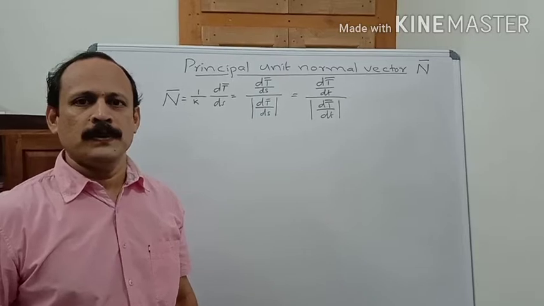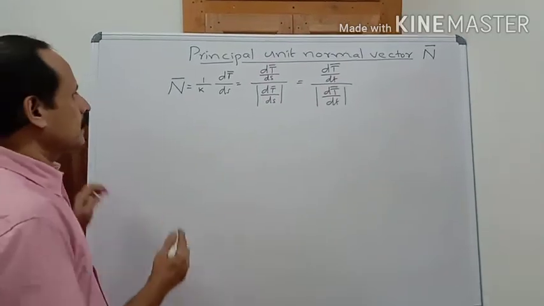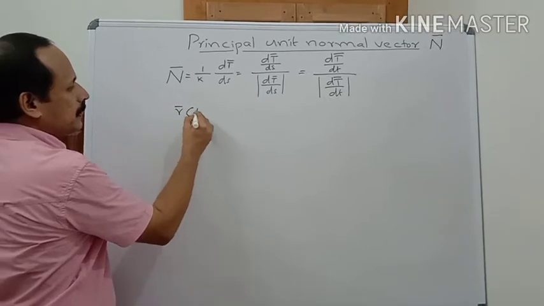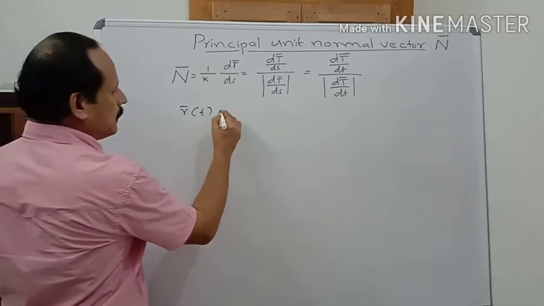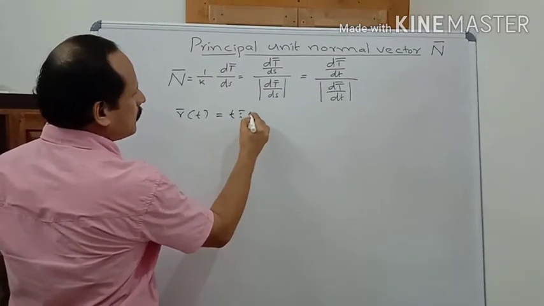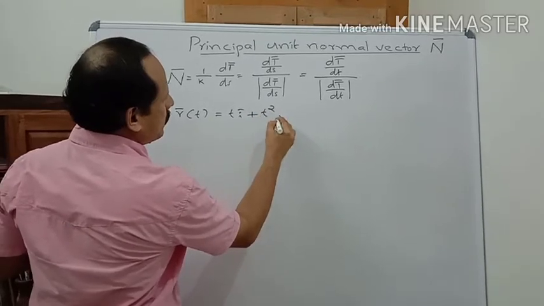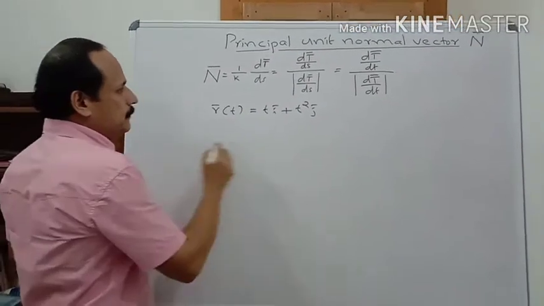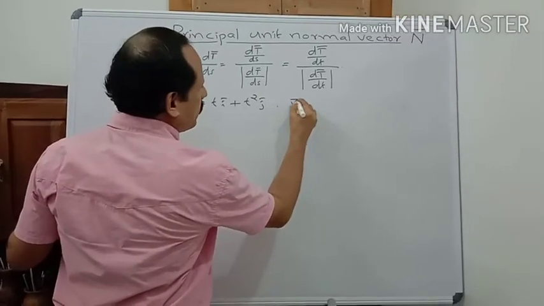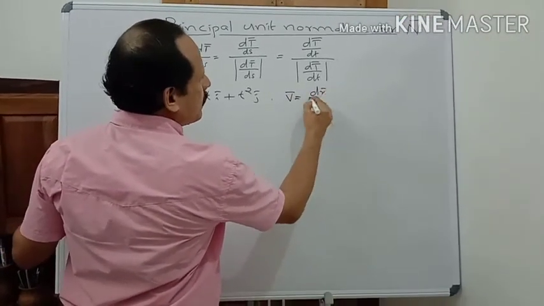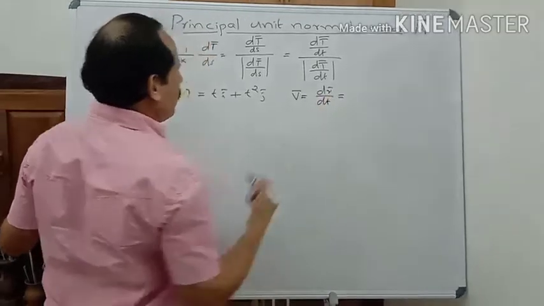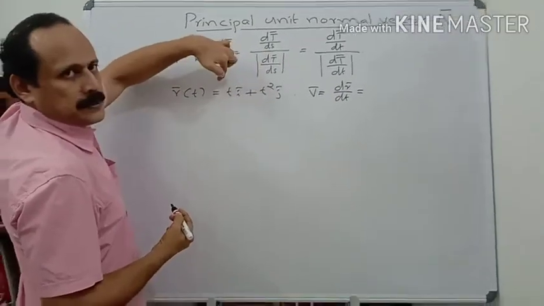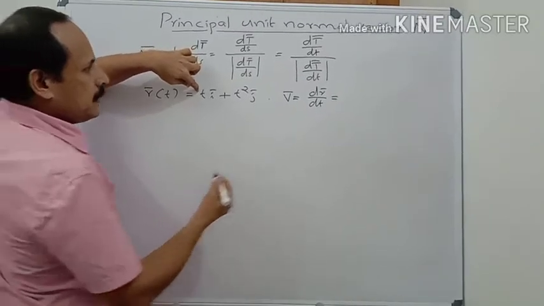Now consider an example. Take a curve having parametric form r bar of t equal to t i bar plus t square j bar. Then from this you find out v bar. What is v bar? It is dr bar by dt, that is the derivative of each component. The derivative of t is 1.